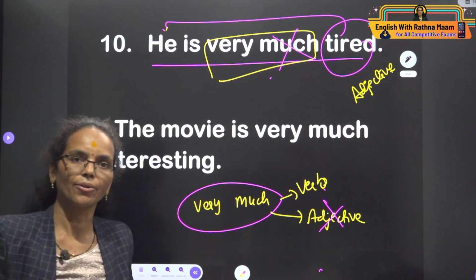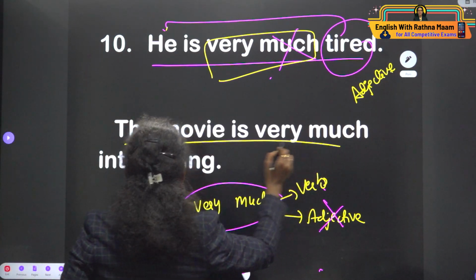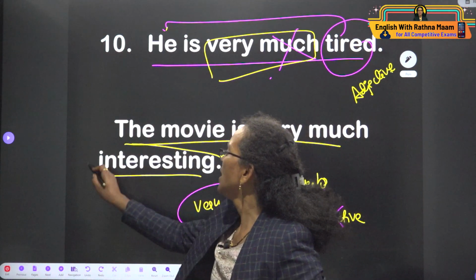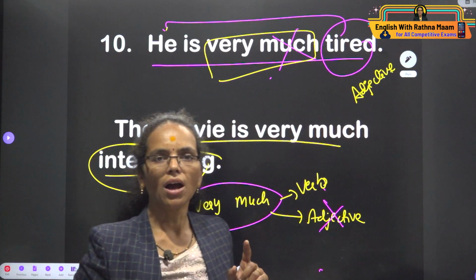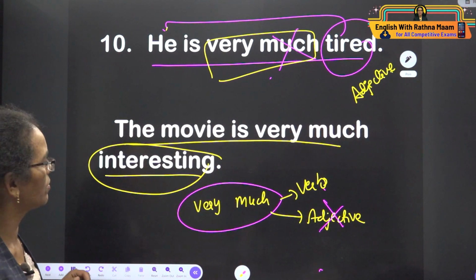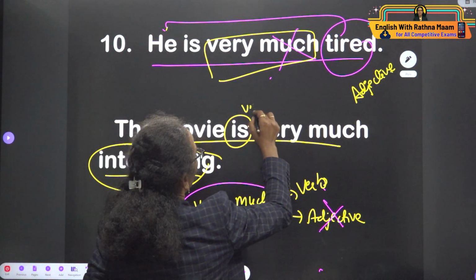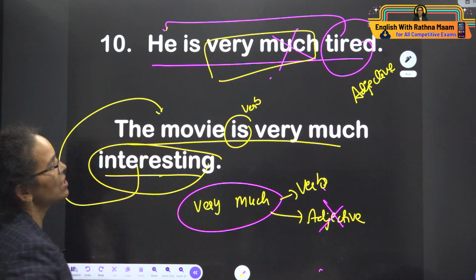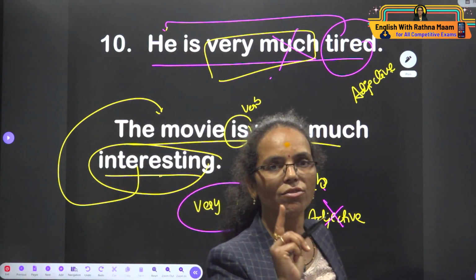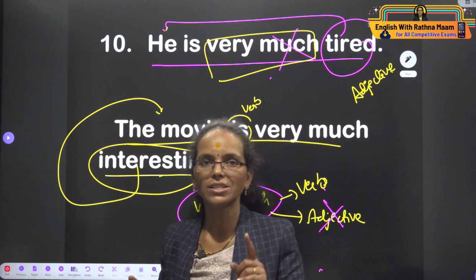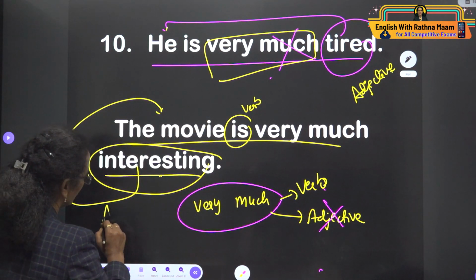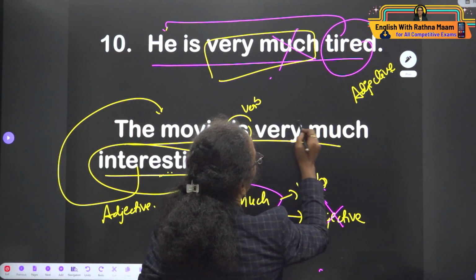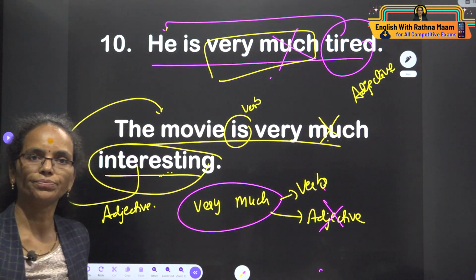Next one, the movie is very much interesting. Again, the point comes here. Interesting is what? Is it a verb? No, here it is not a verb. You may ask me, madam, how can you say that it is not a verb? See, the movie is, here it is a verb. The movie is very much interesting. What is interesting? Movie is interesting. So it is giving additional information about the noun. So when a word is giving additional information about the noun, that must be an adjective. So when an adjective is used, we should not say very much. We should only say very interesting, not much. Right?